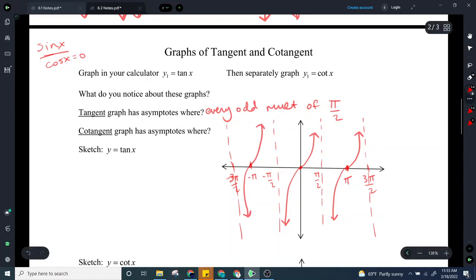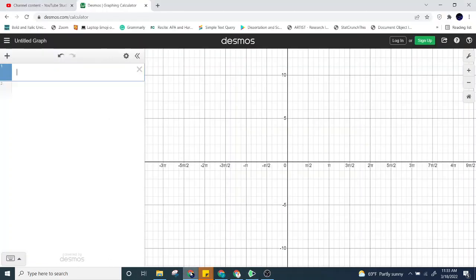Now, before we look at cotangent in Desmos, where is cotangent going to have asymptotes? So remember that cotangent is cosine over sine, right? So cotangent is going to have asymptotes wherever sine equals 0. That's going to be the big difference here. Let's take a look at the graph.